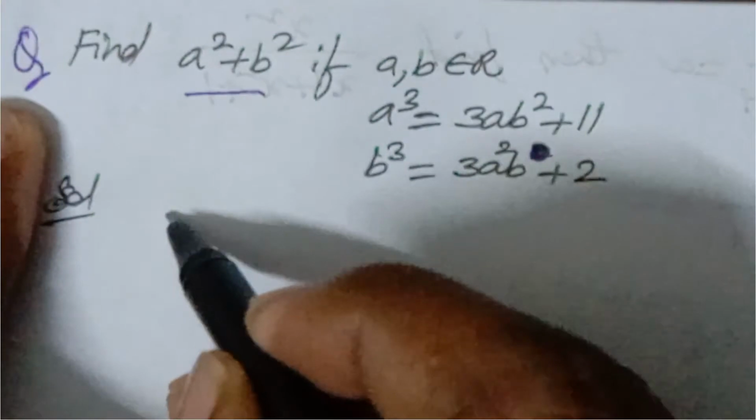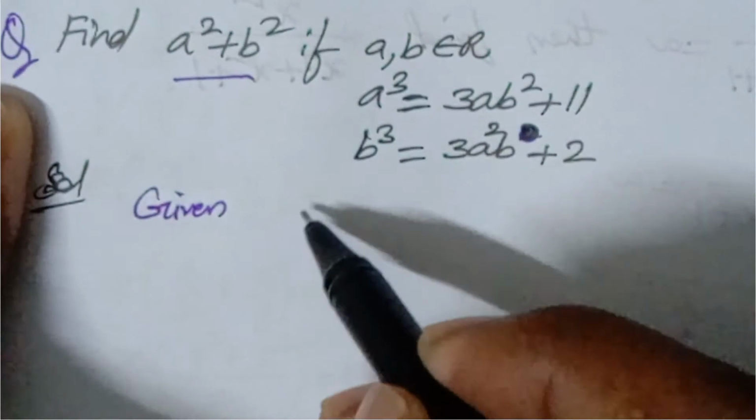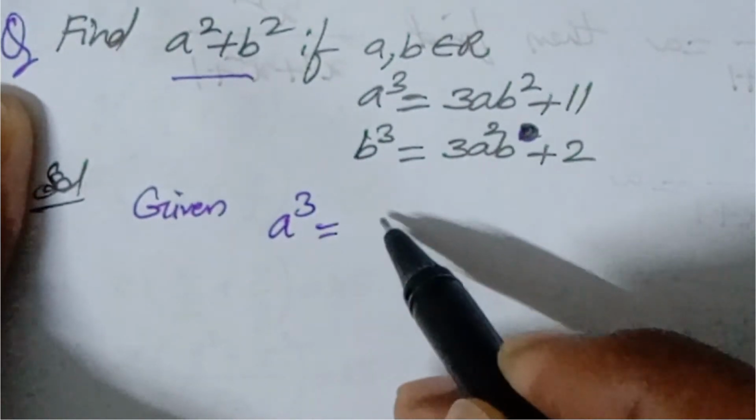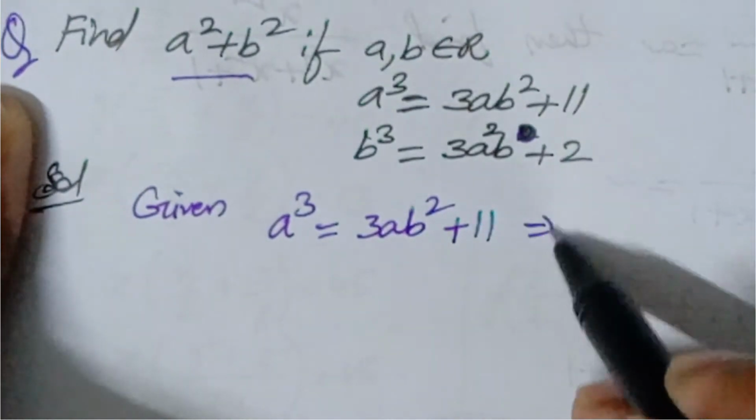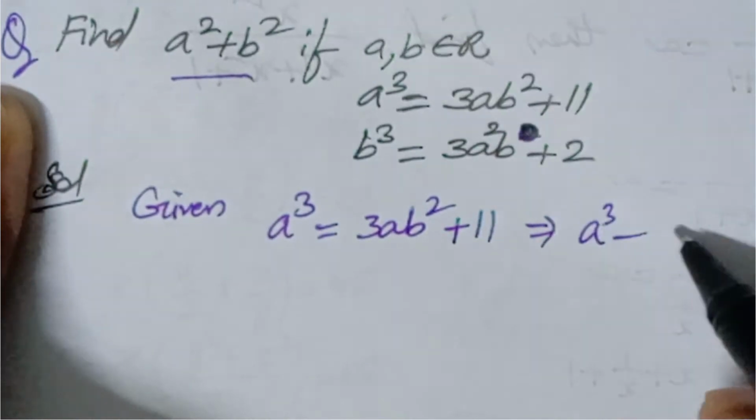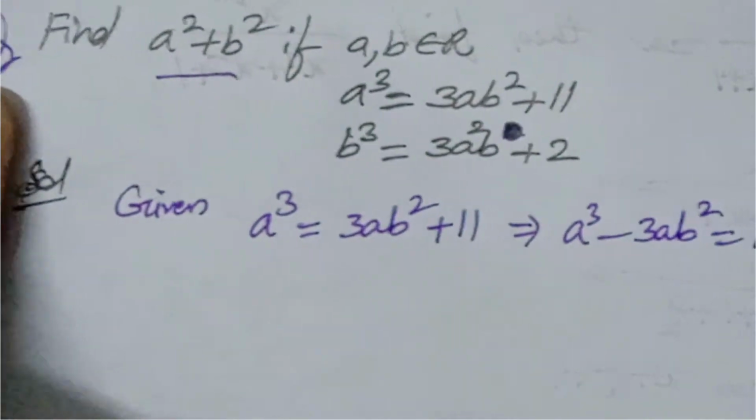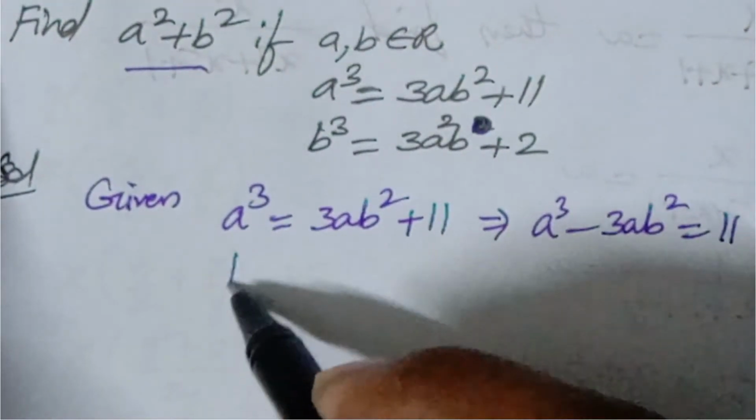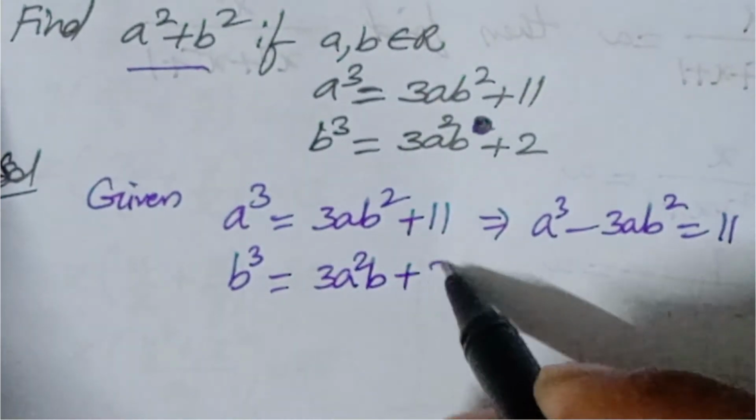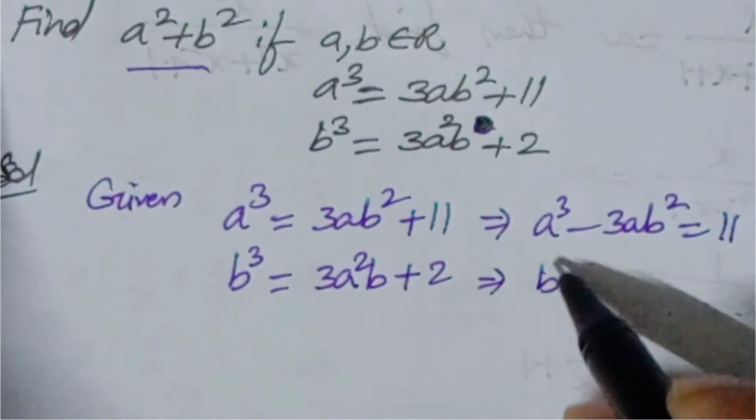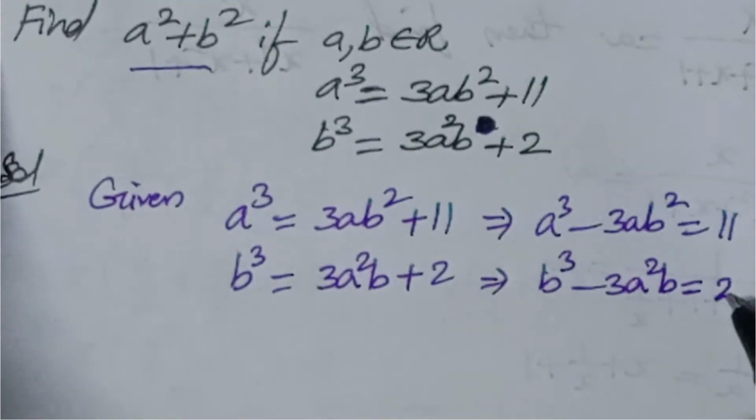So here what is given now? a cube is equal to 3ab square plus 11. This can be written as a cube minus 3ab square is equal to 11. In the same way, if we take the second one, b cube is equal to 3a square b plus 2. This can be written as b cube minus 3a square b is equal to 2.